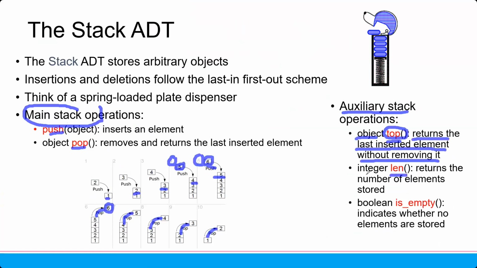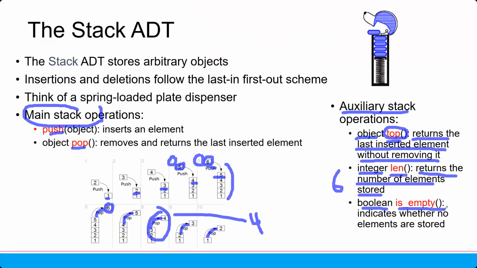Length. We are having an integer. It means that it will return the number of elements stored. If I have 6 elements, then this integer will give you 6. If you have 4 elements, then it will return 4. Boolean isEmpty means whether no elements are stored. So if the stack is empty, then it returns true. If the stack is not empty, it returns false.